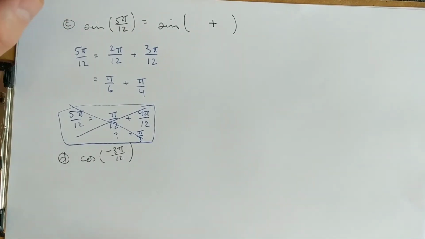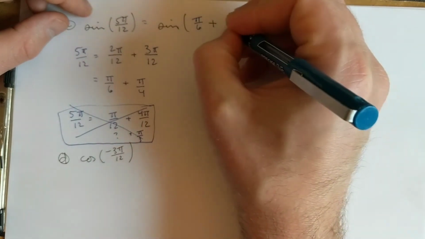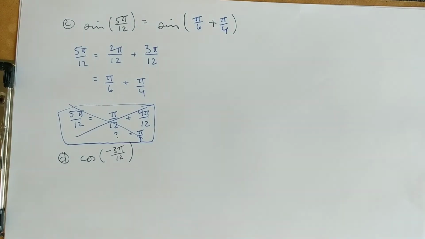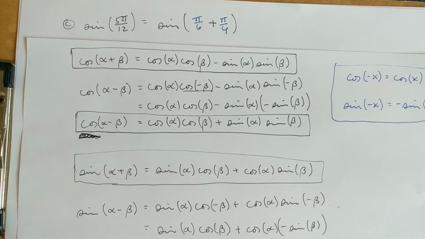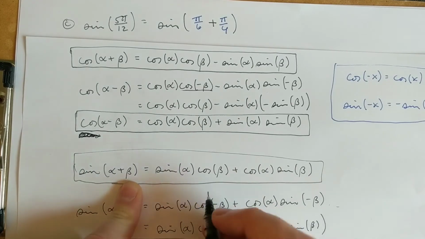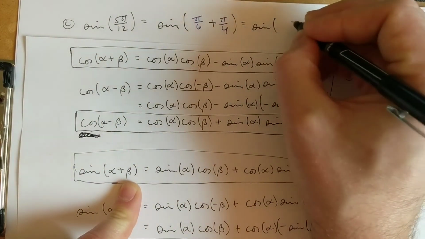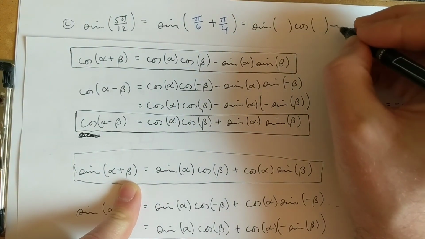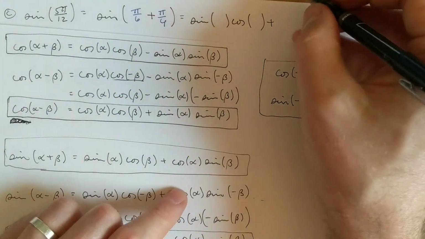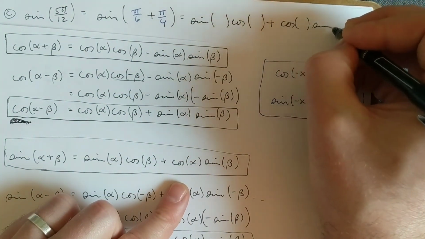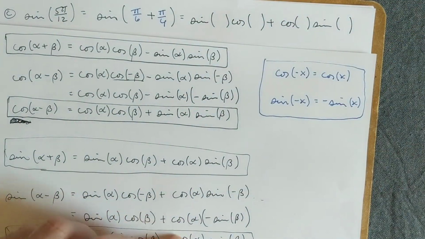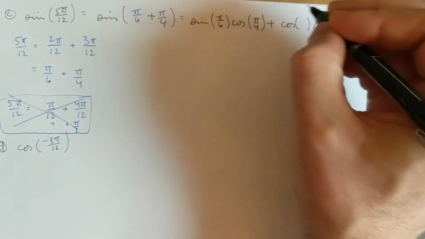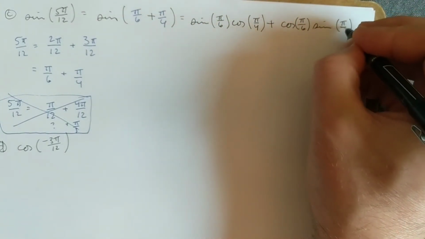Okay, so these are the angles I'm going to put in here. So 5 pi over 12 is the same as pi over 6 plus pi over 4. So let's go back to our sum formula. Down here, this is the sum formula for sine, so it's going to be sine of the first one, cosine of the second one, plus cosine of the first one, sine of the second one. Okay, and so let's put these in. This is pi over 6, pi over 4, pi over 6, pi over 4.